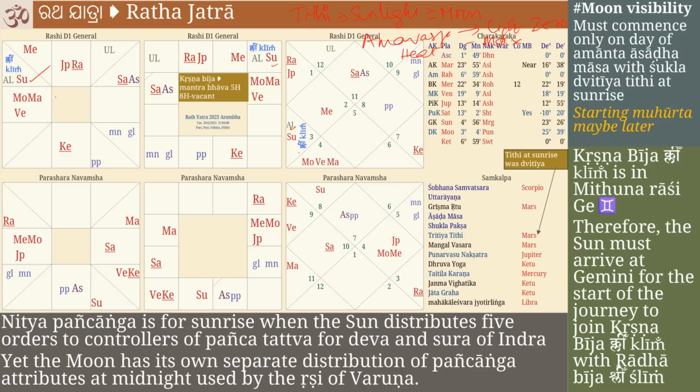Now, this Pratipad, it is not visible. The first visibility will happen on Shukla Paksha Dvitiya. So the rule is very clear. The Rath Yatra must commence on Shukla Paksha Dvitiya Tithi when the moon is visible at sunrise. This should be the Tithi at sunrise. So therefore, the day for, let us say, 2023 was 20 June 2023, and then we will see the Panchanga later.